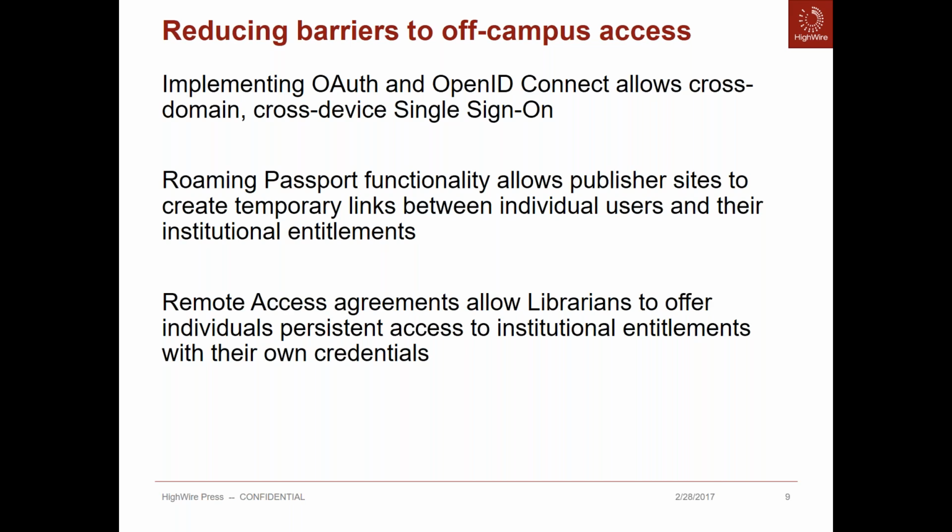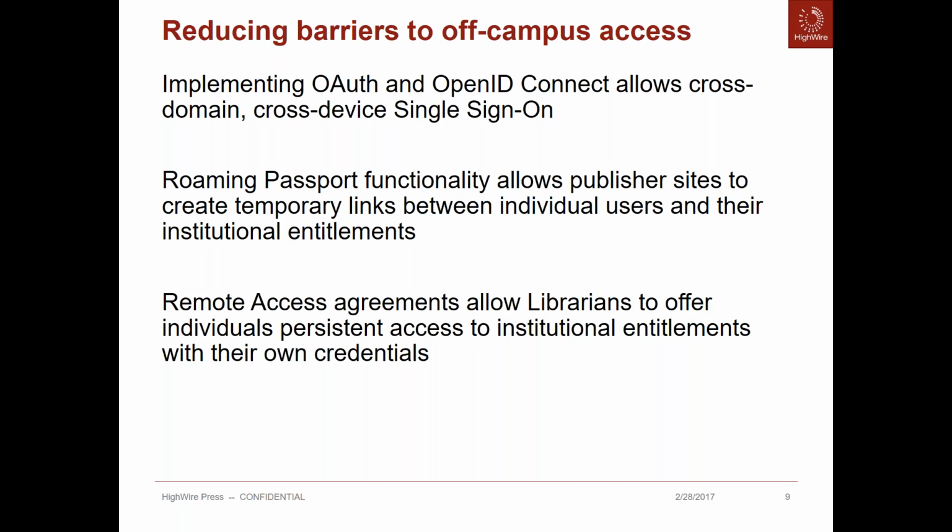The two more adventurous mechanisms within SAMS Sigma for off-campus access are roaming passport and remote access. Now, roaming passport is actually a piece of functionality that we have ported across from older generations of SAMS, which those of you who've ever spoken with Semantico will be aware with our original access management solution, first built back in 2002. So roaming passport allows publisher sites to create a link between an individual user and their institutional entitlements.